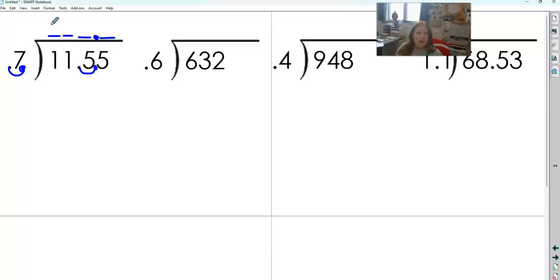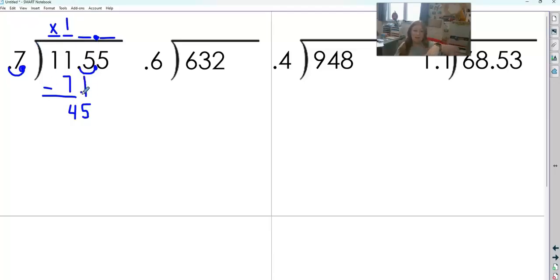So 7 cannot go into 1, but it goes into 11 1 time. 1 times 7 is 7. Whoops, I did not mean to write a multiply sign. We're going to subtract. 11 minus 7 is 4, bringing down the 5. 7, 14, 21, 28, 35, 42. That goes in there 6 times.